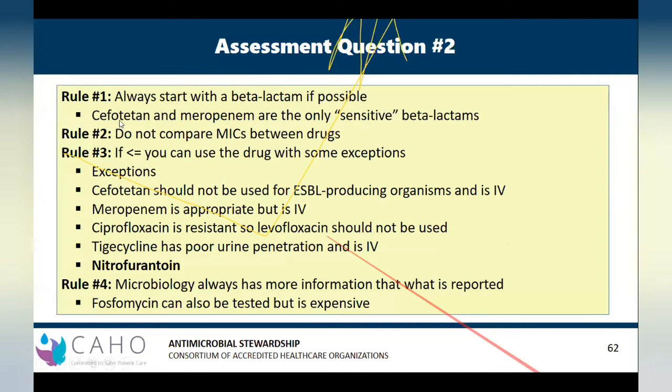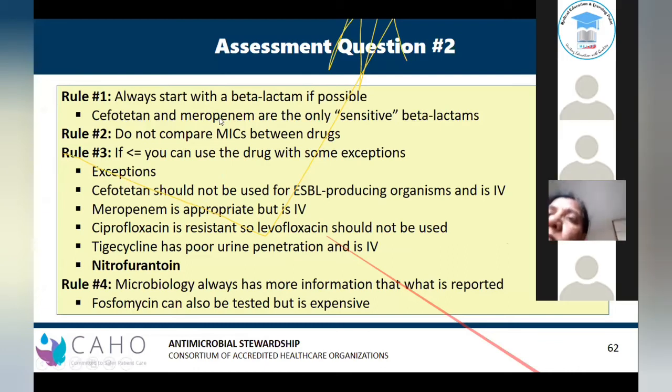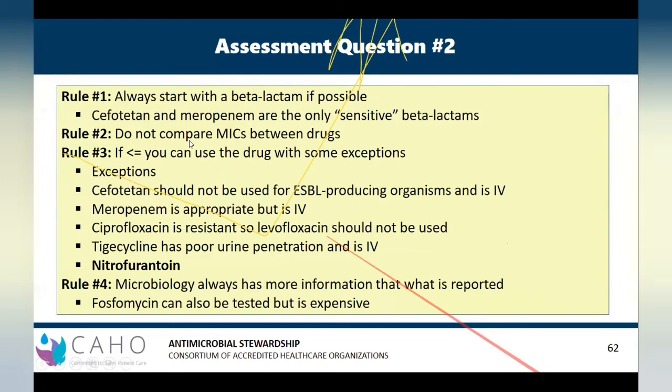Even though cefotetan was sensitive and meropenem was sensitive, we will not give cefotetan because it's an ESBL producing organism. In ESBL producing, meropenem is appropriate, but meropenem is IV, so it will be less preferred. Ciprofloxacin is resistant, so levofloxacin will also not be used. Tigecycline is sensitive, but tigecycline has poor urine penetration. Hence, we are left only with nitrofurantoin. So nitrofurantoin will be the drug of choice.